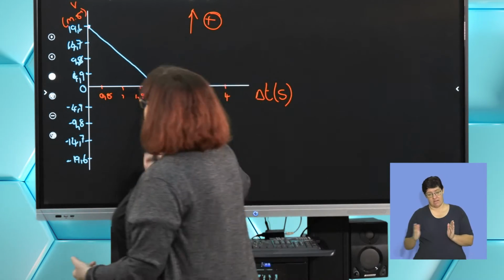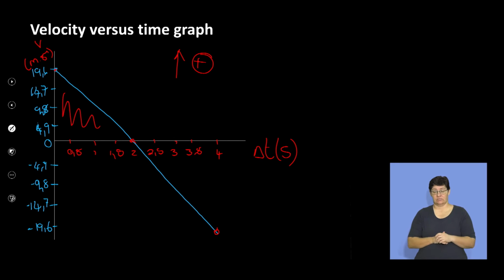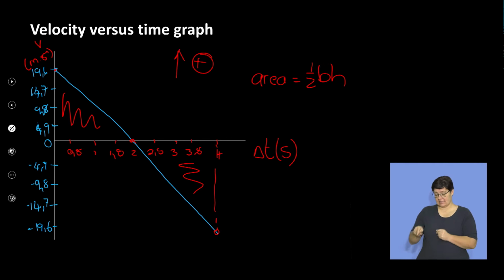So when we look at this and we go, this area, and it's a triangle, remember that's a half base times height, gives me the distance. If I want the total displacement, I have to add it to this area. But that area is negative, and the two will cancel out.